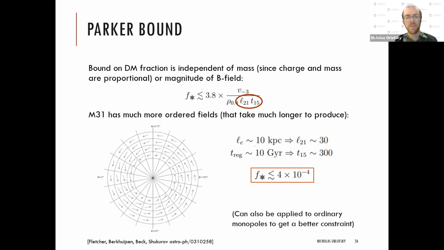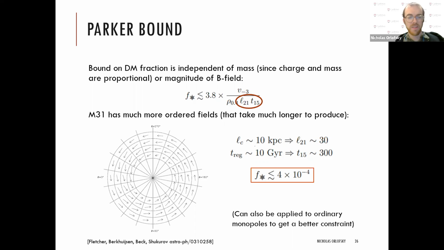And so you can extend the Parker bound, we found, by many orders of magnitude, to full galaxy size correlation lengths and a matching regeneration time. And if you do that, you get a much stronger bound, saying that these can only be about 10 to the minus 4 of dark matter.